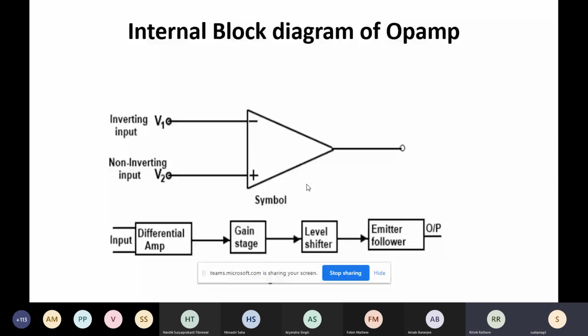So Ritvik, just a little interruption. Sorry. Can you please move that sharing tray towards left or right? Because it's right at the middle. Okay, sir. Yeah, I'll hide it.